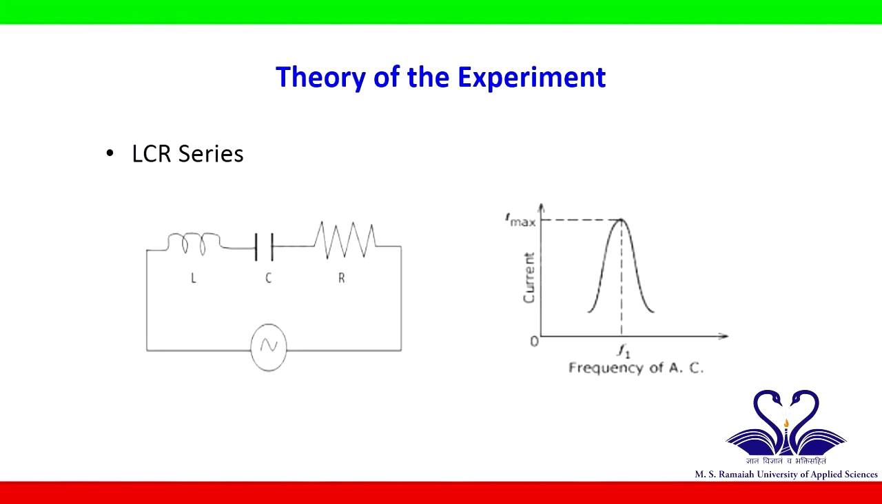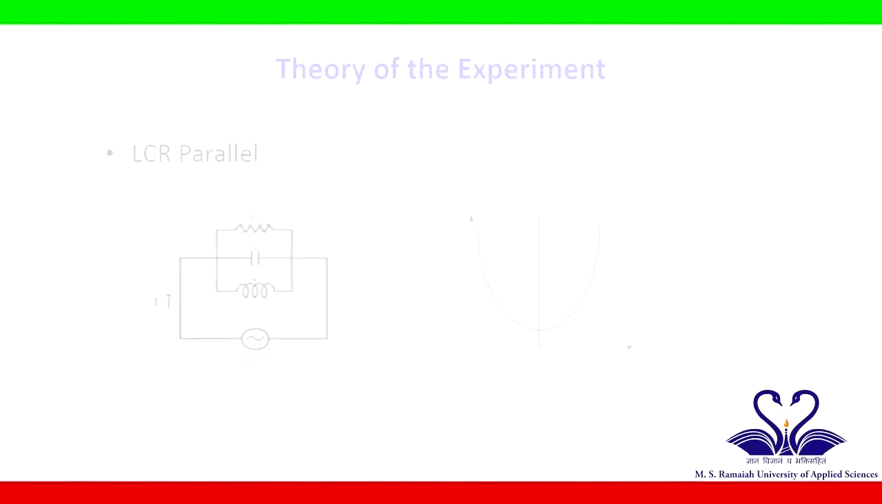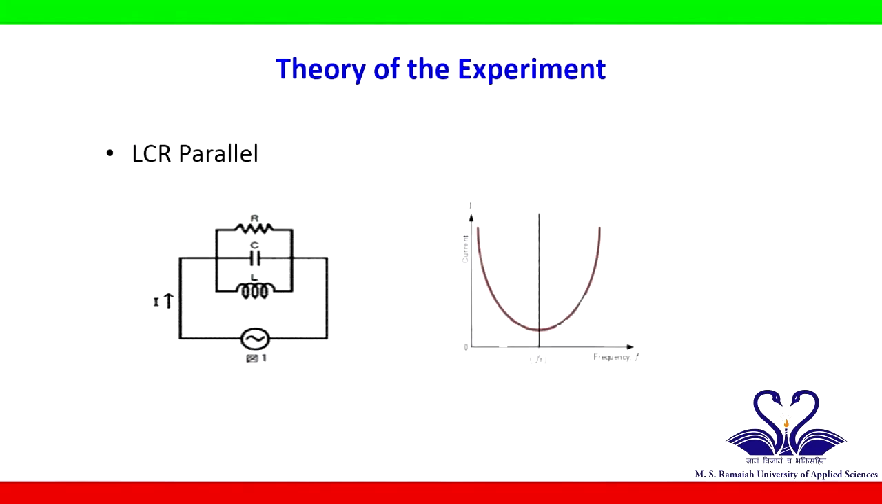The frequency response curve of an LCR series circuit is as shown in the diagram. Maximum current in the circuit corresponds to a frequency known as resonant frequency. An LCR parallel circuit consists of an inductor, capacitor and resistor connected in parallel along with an AC source. The frequency response curve of an LCR parallel circuit is as shown in the diagram. Minimum current in the circuit corresponds to a frequency known as resonant frequency.